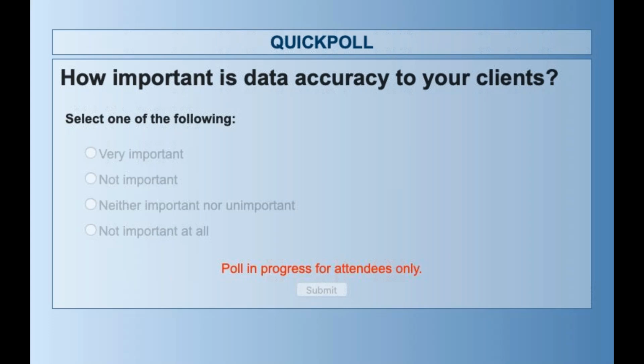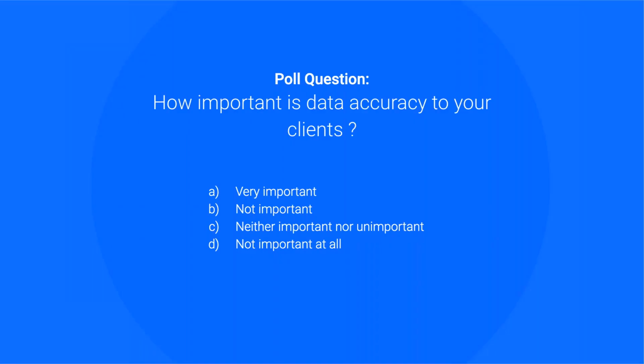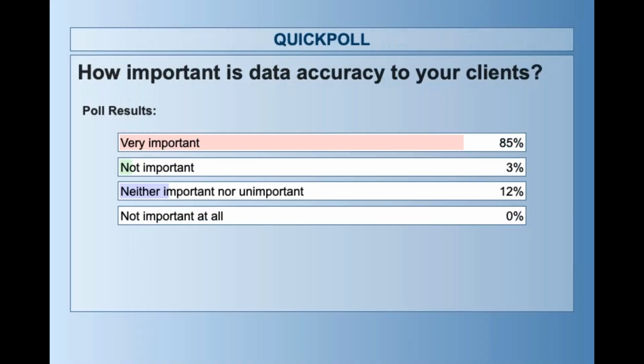All right, let's look at the results. So I can see there's very much an alignment between you and your clients, as we have an 85% score for very important, but I also see that we have a 12% score where the client actually thinks it's neither important nor unimportant. Maybe it would be awesome to talk to you after the webinar in an email conversation or on a phone conversation to learn a little bit more about why that is.